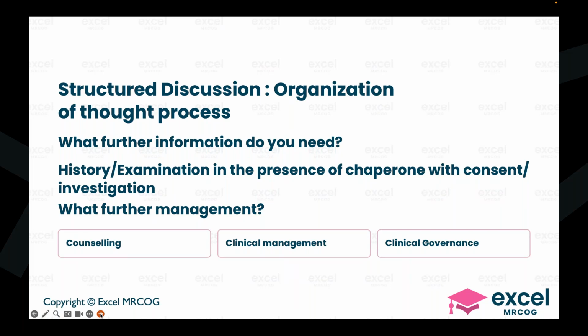So when you say history, you enumerate the points in history, then you move on to examination and say, I would like to examine in the presence of a chaperone with consent, because this is a point that goes in safety. You cannot examine a patient alone. You need her consent and you need a chaperone to examine her. Very important point. And you say the investigations that you would do.